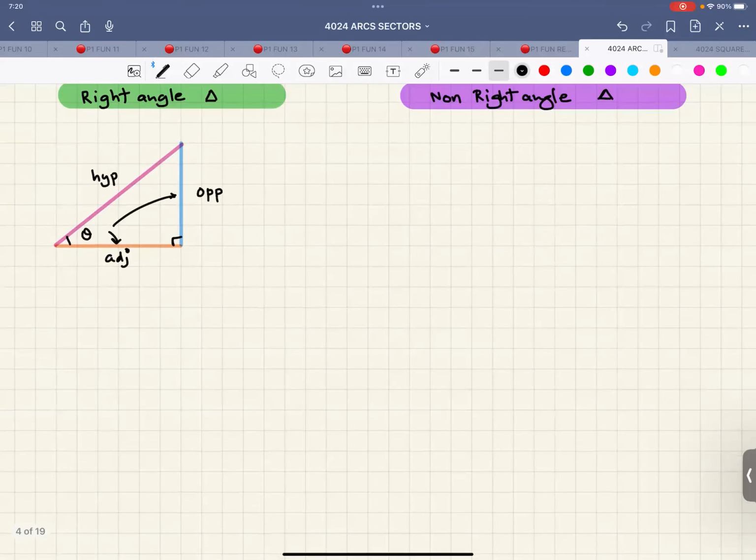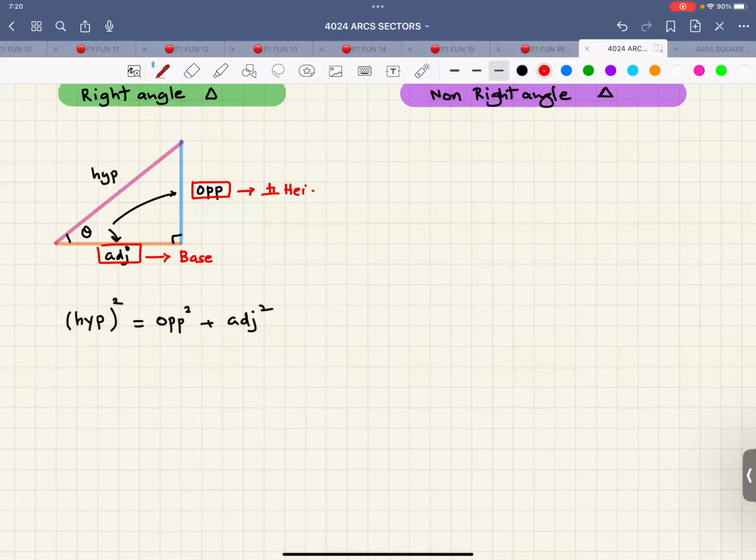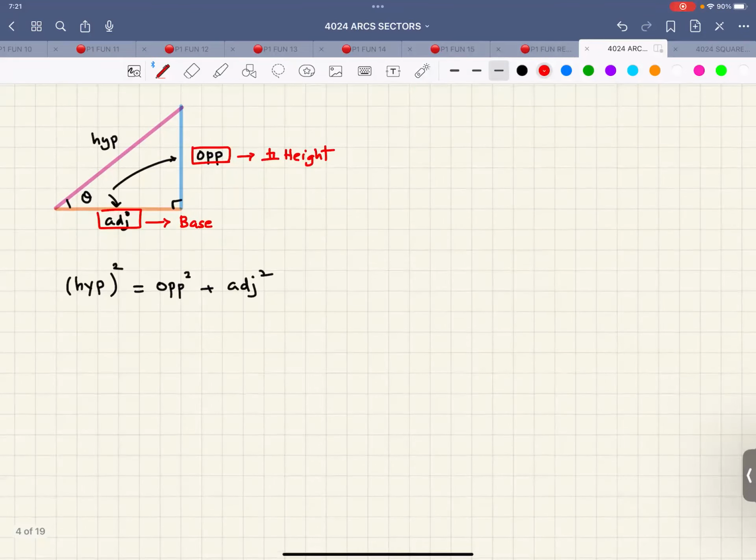Now, first of all, we need to talk about Pythagoras theorem. Hypotenuse square is equal to opposite square plus adjacent square. When we are talking about opposite, we can also call it perpendicular. When we are talking about adjacent, we can also call it the base. Perpendicular height, that is a better term. And hypotenuse remains as hypotenuse.